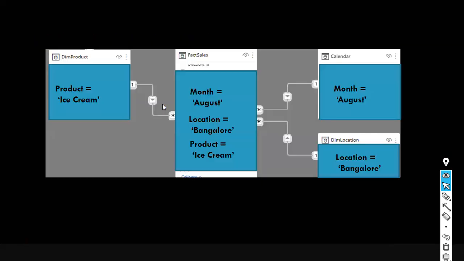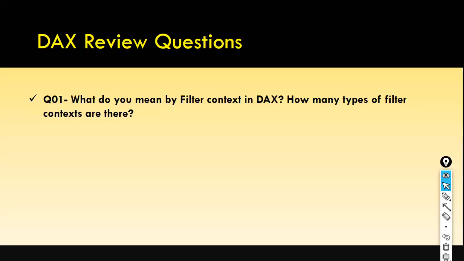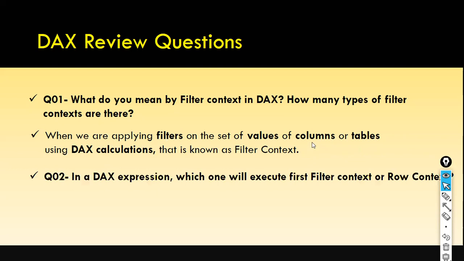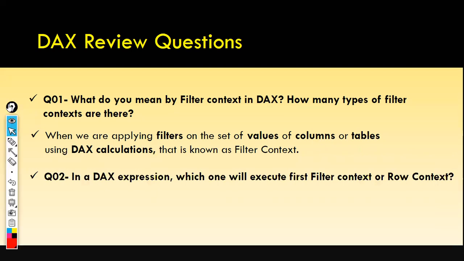So what do you mean by filter context in DAX? How many types of filter contexts are there? We know the filter context is part of your evaluation context. When we are applying filters on the set of values of columns or tables using the dashboard, this is known as filter context. Different types of filter context, like we can apply the filter row level, column level, all the things you can do, right?